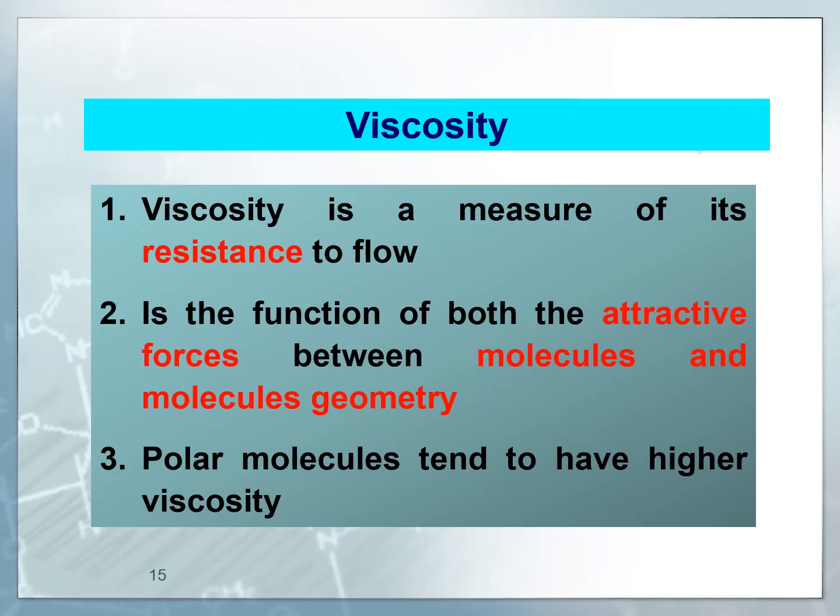Next property is viscosity. The viscosity of a liquid is a measure of its resistance to flow. It is a function of both the attractive forces between molecules and the molecules' geometry. Viscosity is also affected by the polarity of the liquid. Polar molecules tend to have higher viscosity.